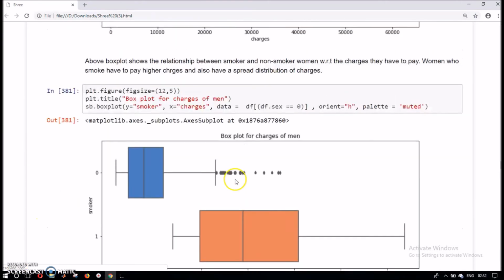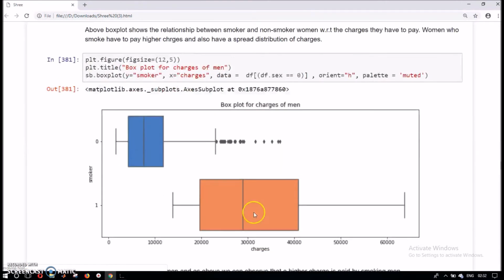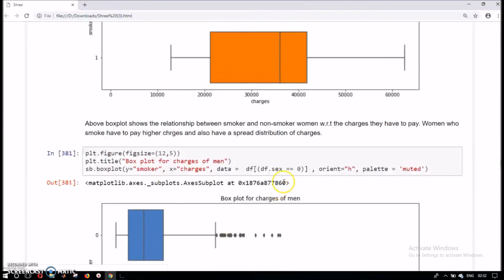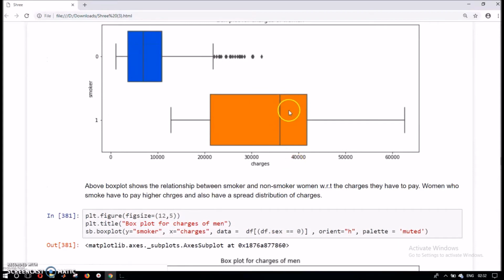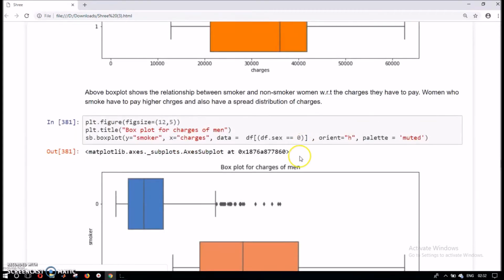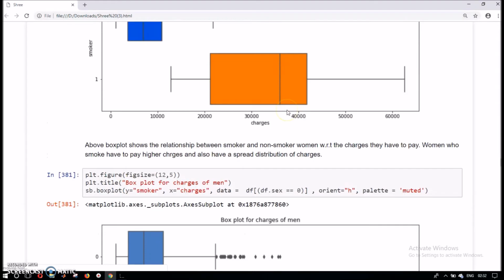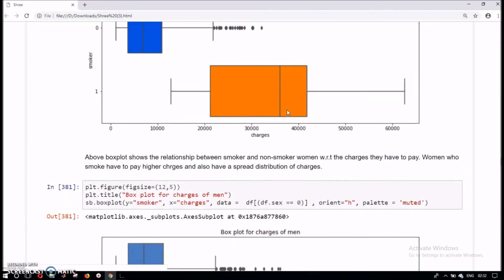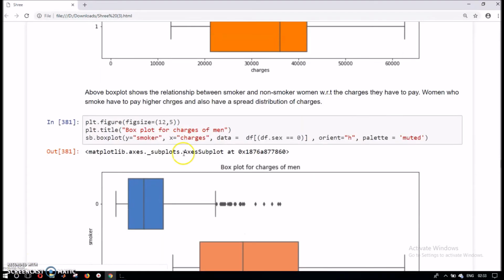One more interesting thing that I just saw is that the median value of charges paid by smoking men and by smoking women is different. In fact, it's higher for women. So it's a point to note. We will try to see later if we can infer something from this.